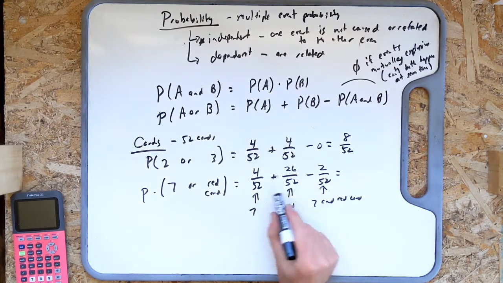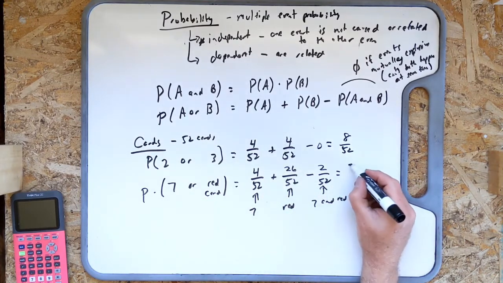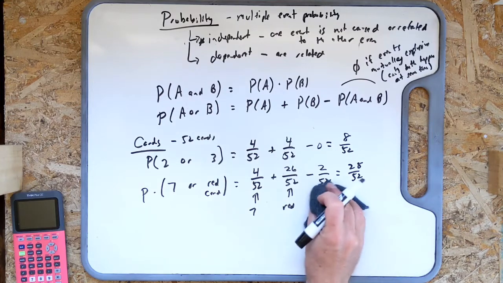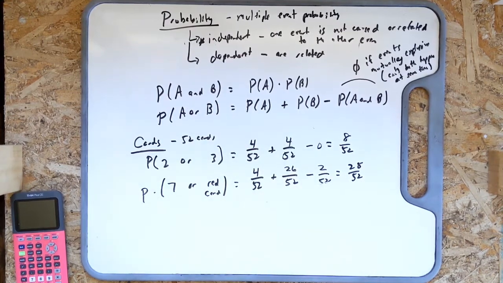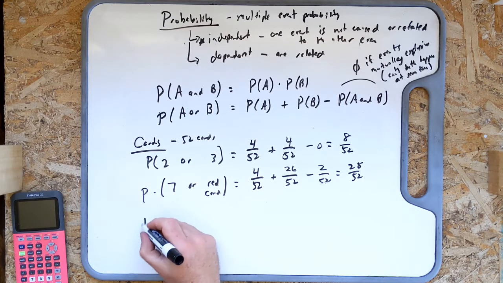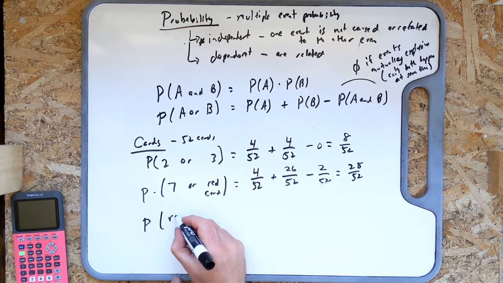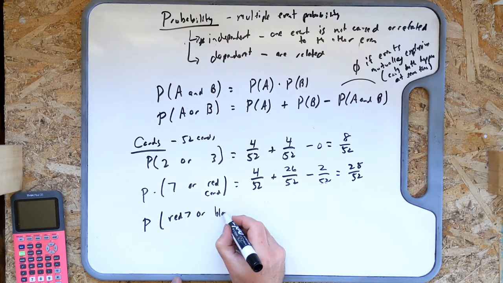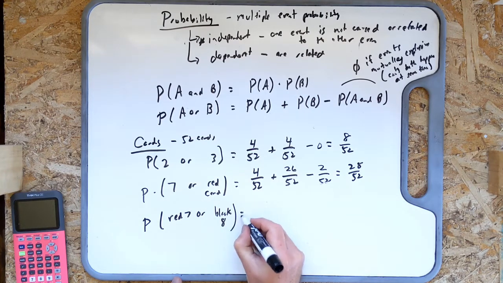So you have 4 plus 26 is 30, minus 2 is 28 fifty-seconds. That's the probability of getting a 7 or a red card if you just pull a card out of the deck. Okay, let's try another one. Probability of a red 7 or a black 8. Okay, why don't you pause it there, try to do that yourself.